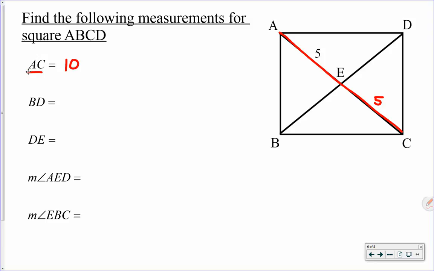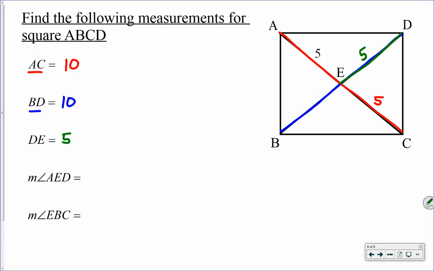Let's look for BD. BD is the other diagonal, and in squares, diagonals are equal to each other. So if AC is 10, BD is also 10. Now let's look for DE. DE is this right here. And since the diagonals are equal, they're both 10, and the diagonals bisect each other, so they're split into 2 equal parts, so DE will equal 5.